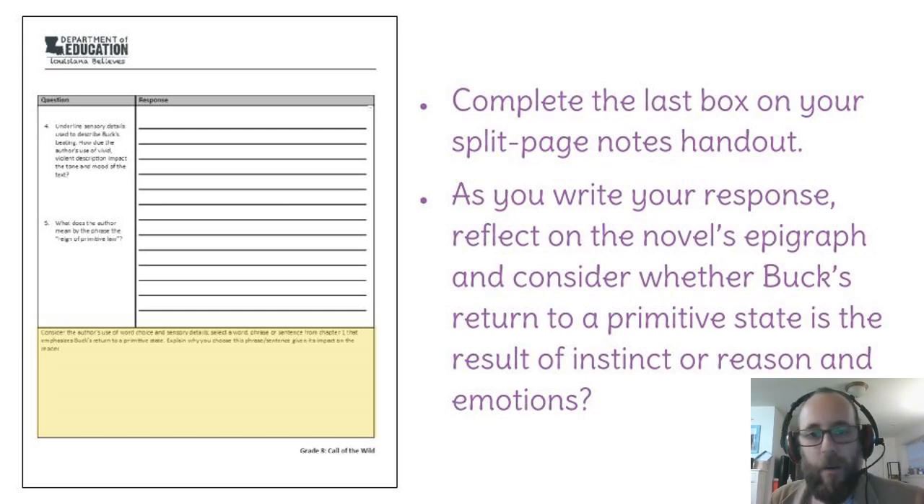It's the same question. It says, consider the author's use of word choice and sensory details. Select a word, phrase, or sentence from chapter 1 that emphasizes Buck's return to a primitive state. Explain why you chose this phrase or sentence, given its impact on the reader. So we see Buck changing from a pampered dog who lives like a king to now he's this wild animal.